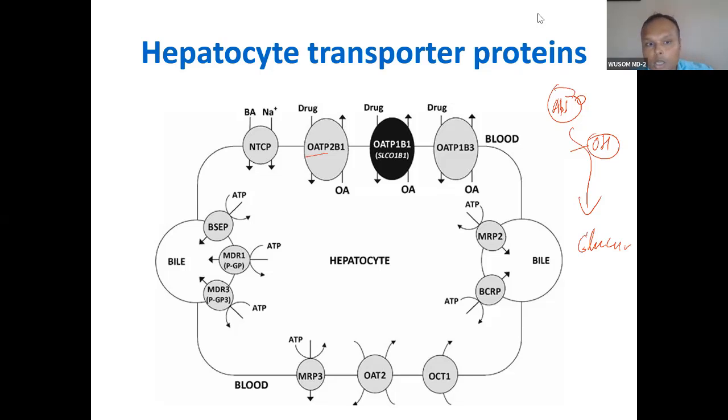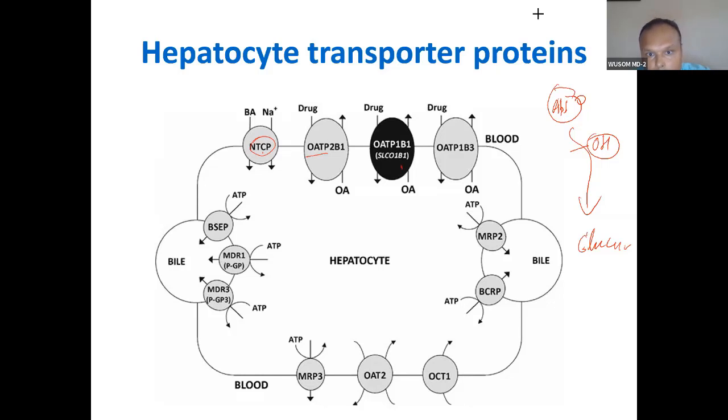Some drugs are cations also. So there can be a cationic transporter. OCT can be there, so it is not written here. So there can be a neutral transporter. There can be a cationic transporter. So these drug transporters can be there.